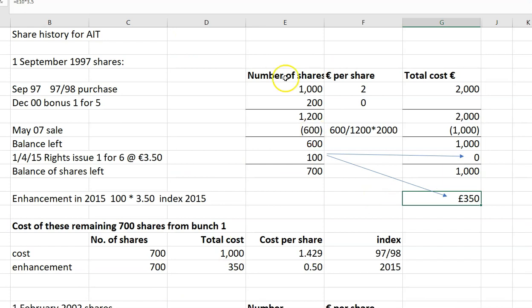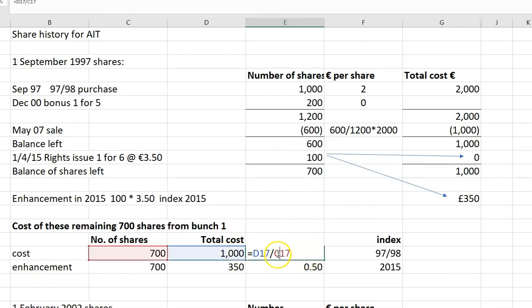So we can summarize that and say, of that bunch, when we get to 2020, what's left of the 1,000 after adjusting for the bonus issue, the sale and the rights issue, we're left with 700 shares costing 1,000. Here they are, 700, which means the cost per share is just the cost divided by the number of shares: 1429. The index is 97.98, and the enhancement is here. We had 700 shares, and we paid 350 enhancement, which was the 100 by 350. So it's only 50 cents per share.